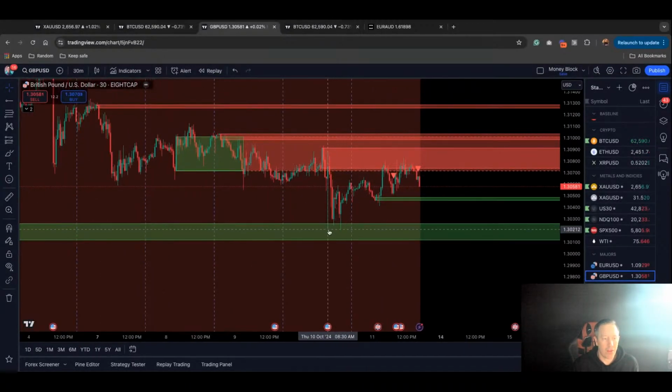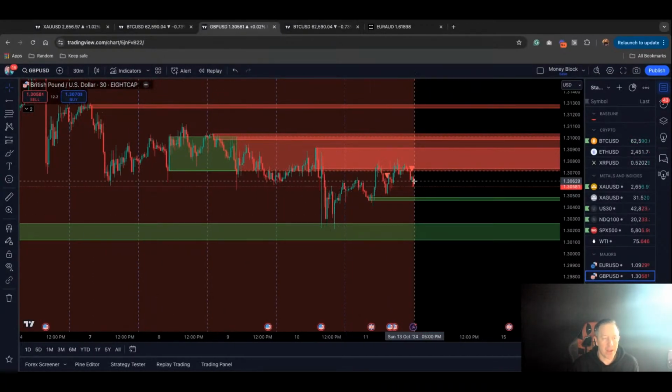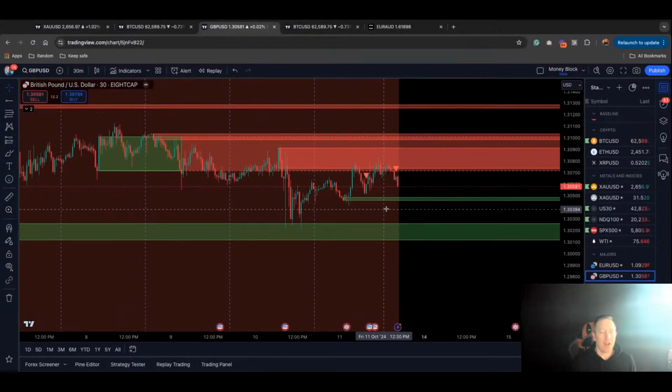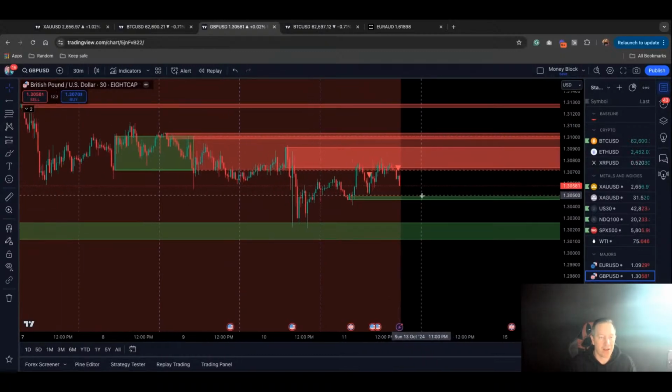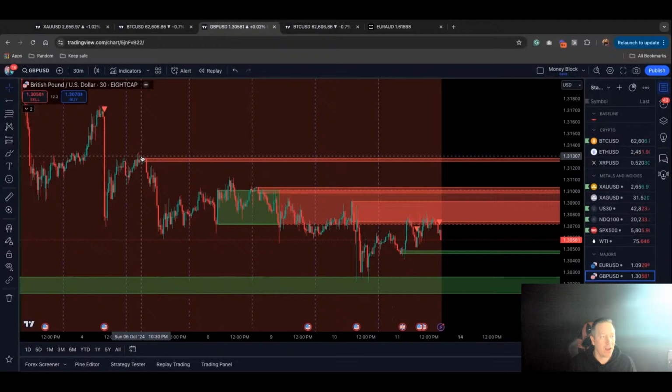It came down on Thursday, tested it, bounced back up. Friday we had news, so we do expect it to. My expectation would come back in, actually blow through this, and then retrace back up to reclaim some of the areas that it missed beforehand, because we've already reclaimed that gap area here.